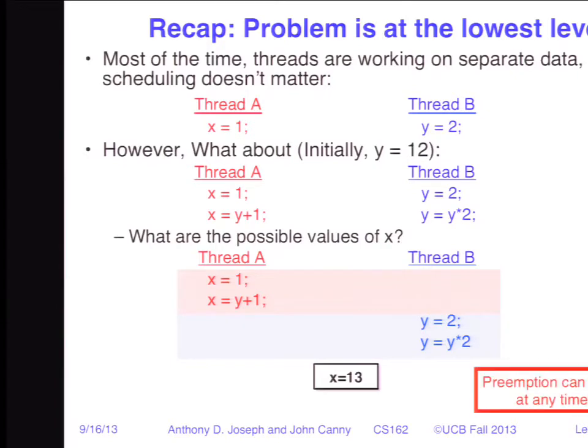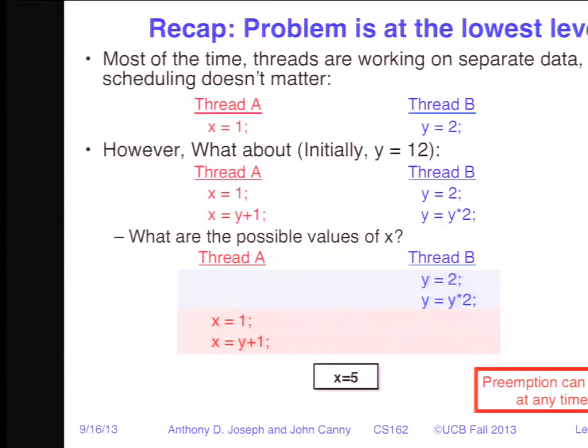But we can have other interleavings, because preemption can occur at any time. So we could have the alternate, which is we run thread B to completion. So we set y equal to 4, then we set x equal to 1, read the value of 4, add 1, and x equals 5.